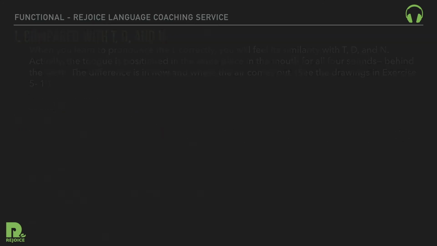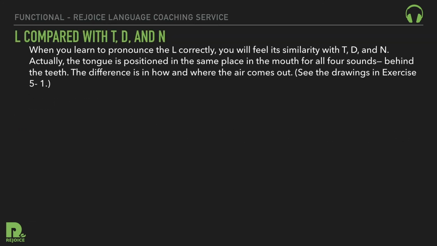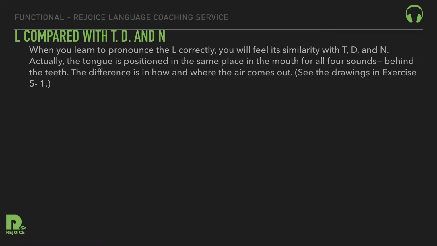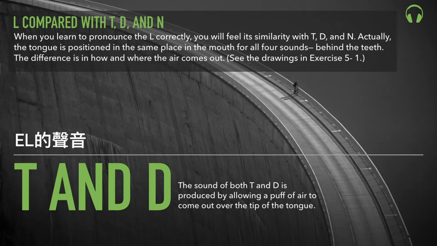L compared with T, D, and N. When you learn to pronounce the L correctly, you'll feel its similarity with T, D, and N. Actually, the tongue is positioned in the same place in the mouth for all four sounds, behind the teeth. The difference is in how and where the air comes out. T and D. The sound of both T and D is produced by allowing a puff of air to come out over the tip of the tongue.